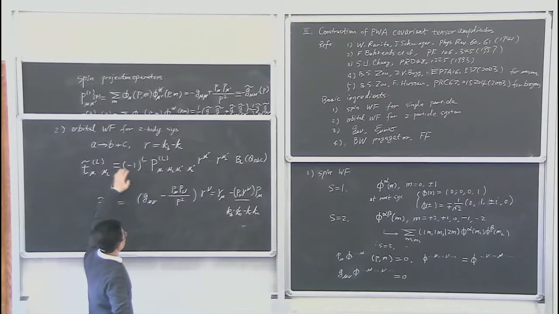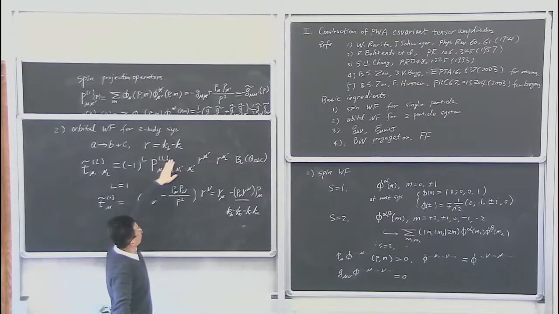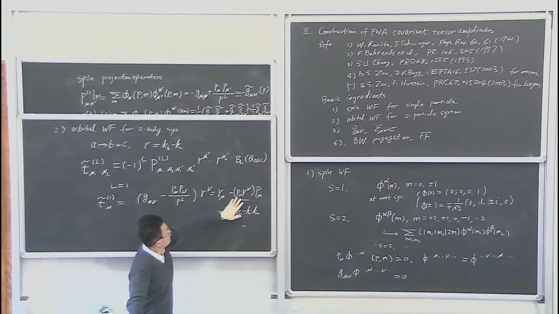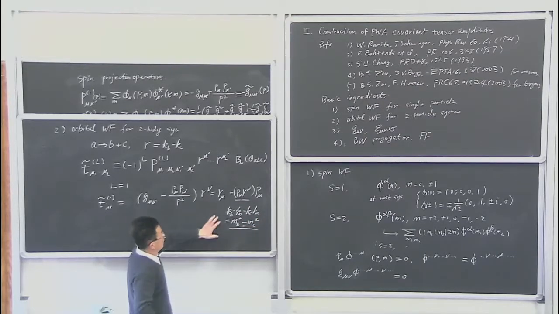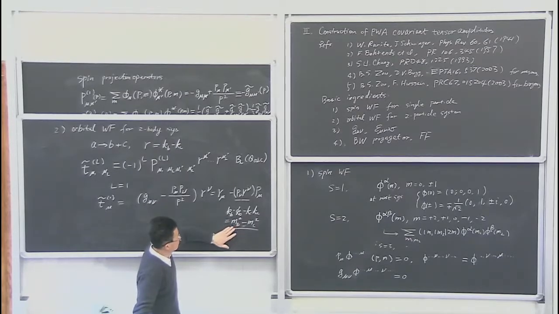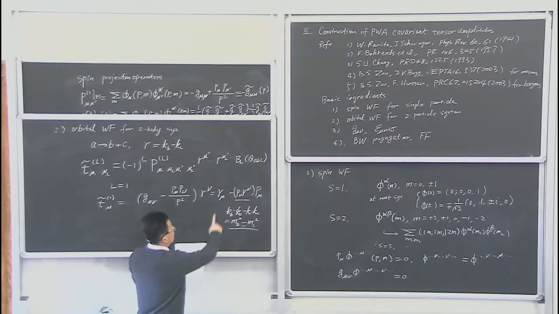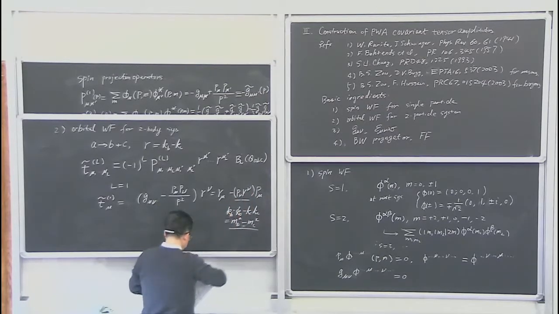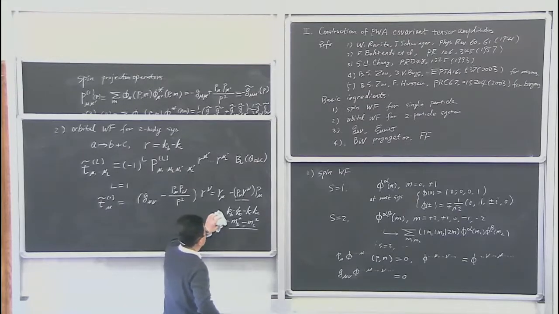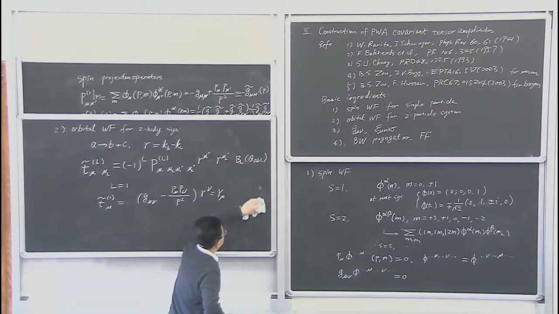Since P equals Kb plus Kc, and R equals Kb minus Kc, so this is just like this. So it's equal to Mb squared minus Mc squared. Let's first try the case Mb equal to Mc, where this is just 0. So let's consider Mb equal to Mc.